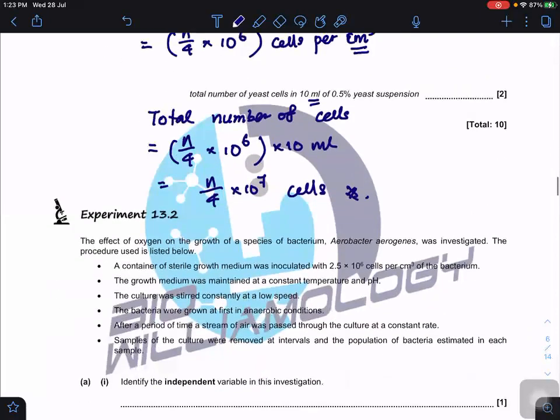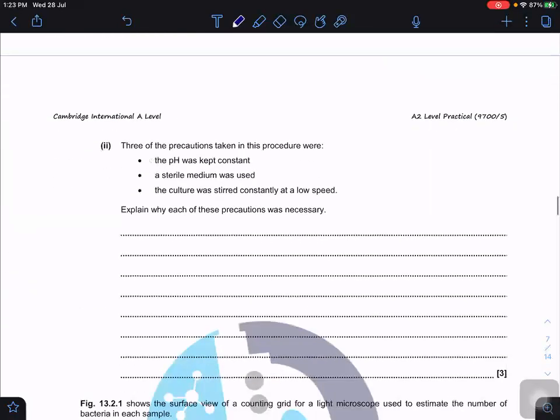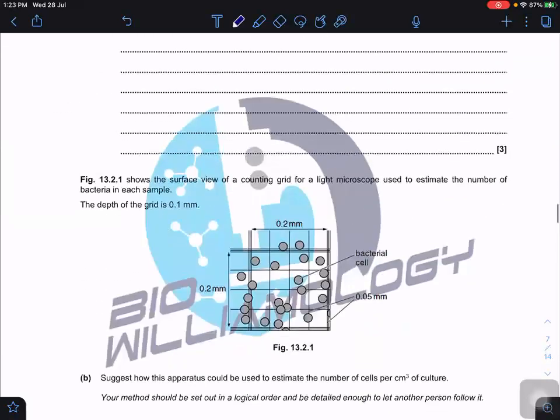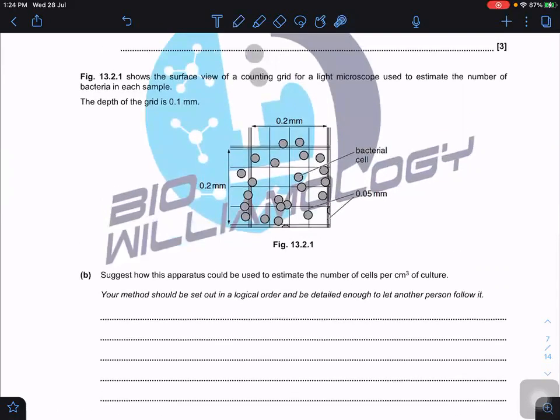Okay, so now we continue with experiment 13.2. This is a past year paper. You can try the questions. It suggests how you can use this apparatus, which could be used to estimate the number of cells per cm cube of the culture. But can you see that we use a different one already? It's not 1 mm, it's 0.2 mm. The depth is 0.1 mm. So you need to recalculate the volume.